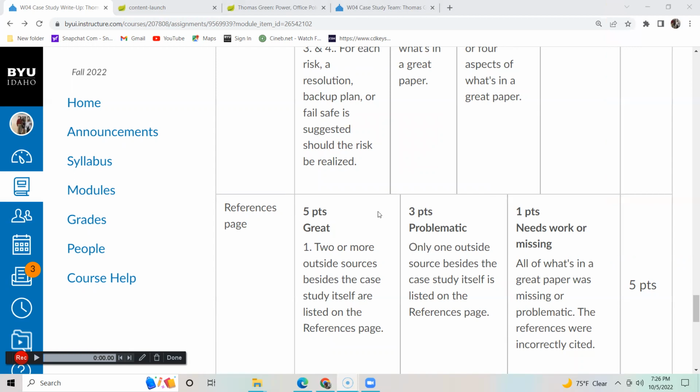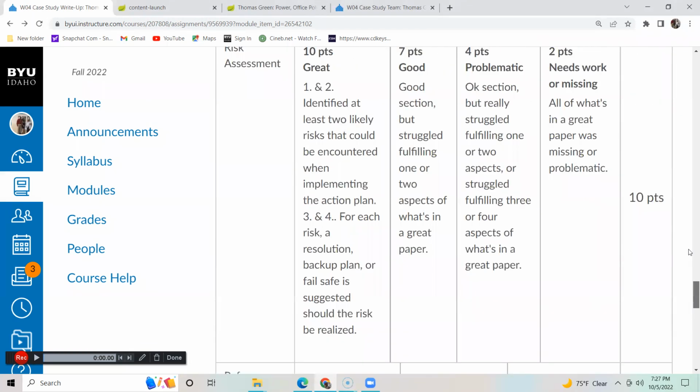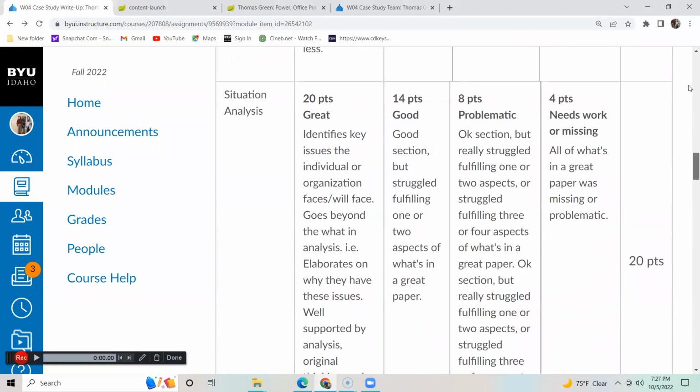Okay, I think that's pretty much it. I think we went over everything. Risk assessment, we pretty much discussed everything. Anyone else want to share any last words?